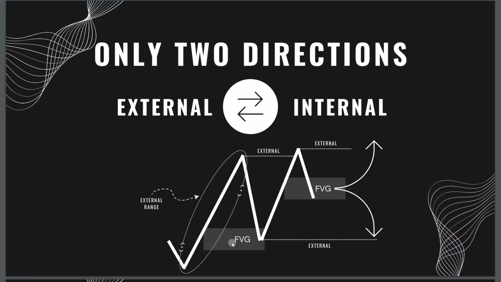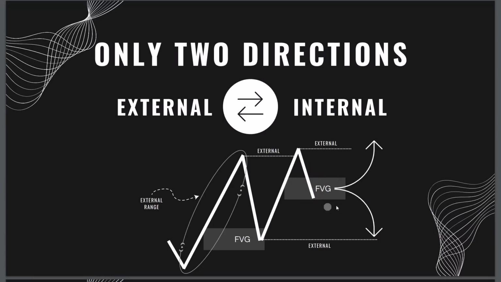And from an internal, where are we going? So if we are here, we're going to the left and it is external. So we're going from a fair value gap from internal to high or low external. And this is what happened. Now after external, what is going to happen? We are here external, we're going to the right, we're going to internal, external to an internal fair value gap.